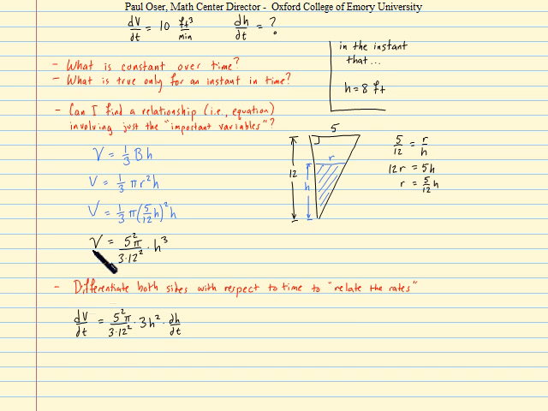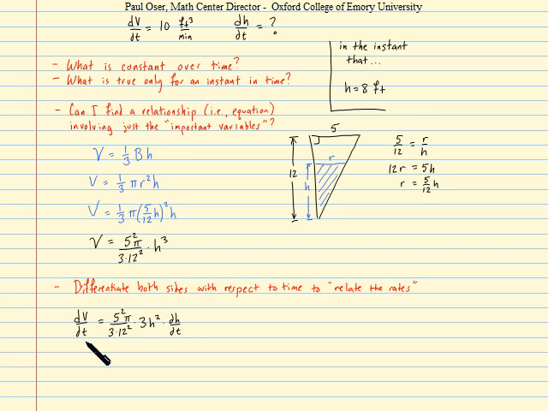Of course, on the left, the derivative of V with respect to time is simply dV dt. Over here on the right, this is just a constant multiplier, so it comes down. And then I have h cubed, so that's 3h squared. But remember, just like V was a function of time, so is h. We're differentiating implicitly with respect to time, so we have to tack on a dH dt on the end by the chain rule.